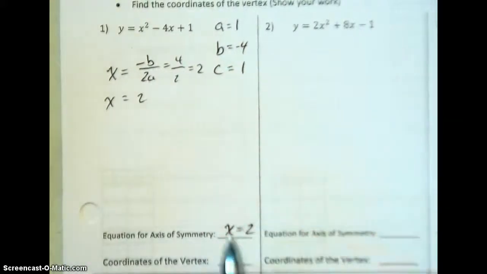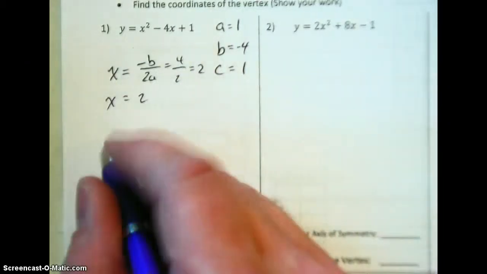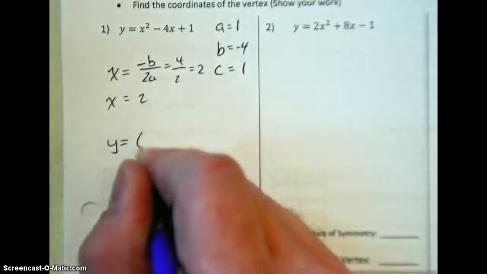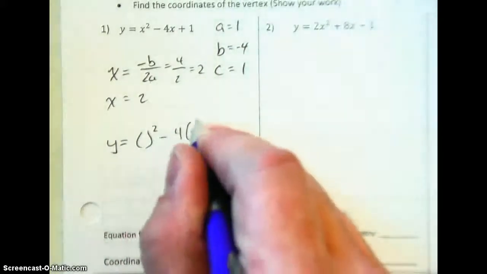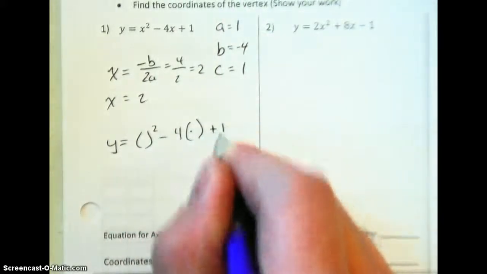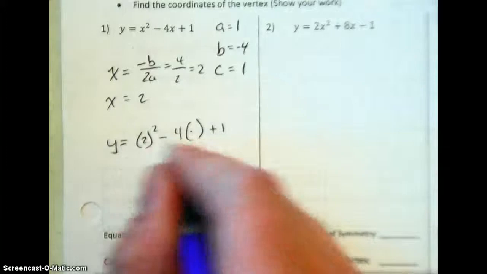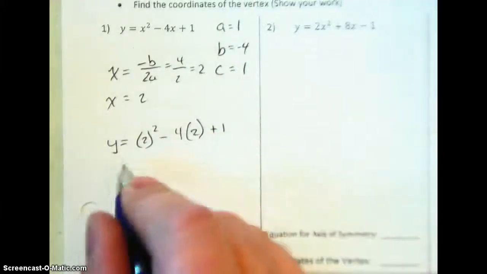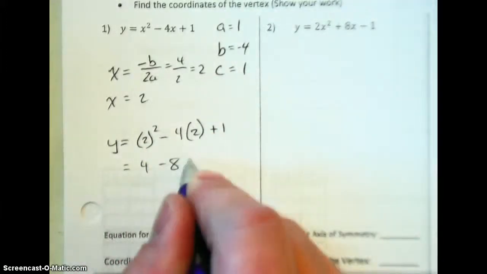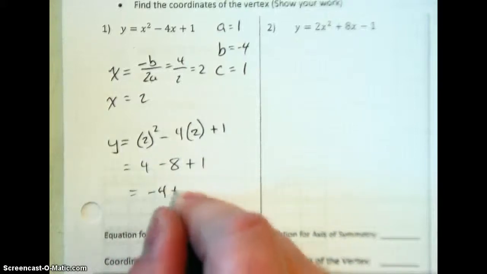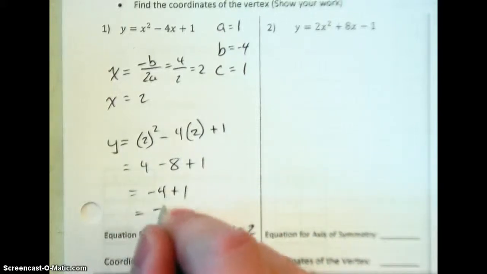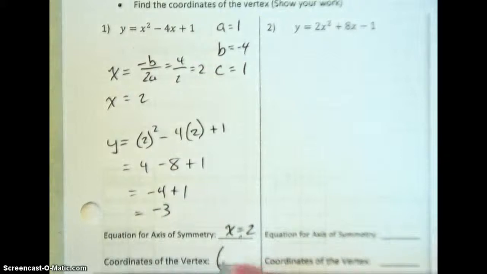So remember, once we get that, it's important to remember that we put that back in. That's telling us what y equals. We just have one value of x. It's 2. So wherever we saw an x up there, I'm going to put a set of parentheses. We put that 2 in. That gives us 4 minus 8 plus 1, or negative 4 plus 1, which is negative 3. So now we have our coordinate. That 2 is the same, negative 3.